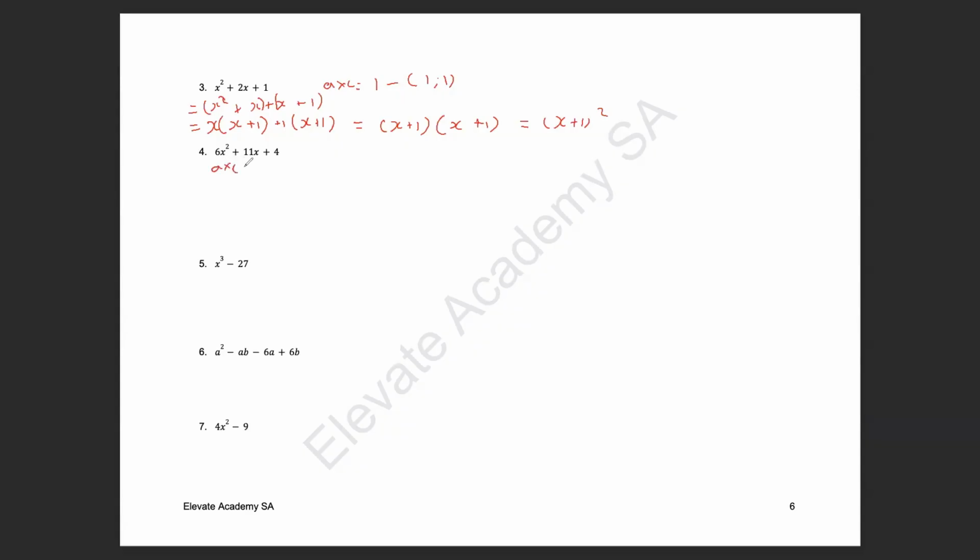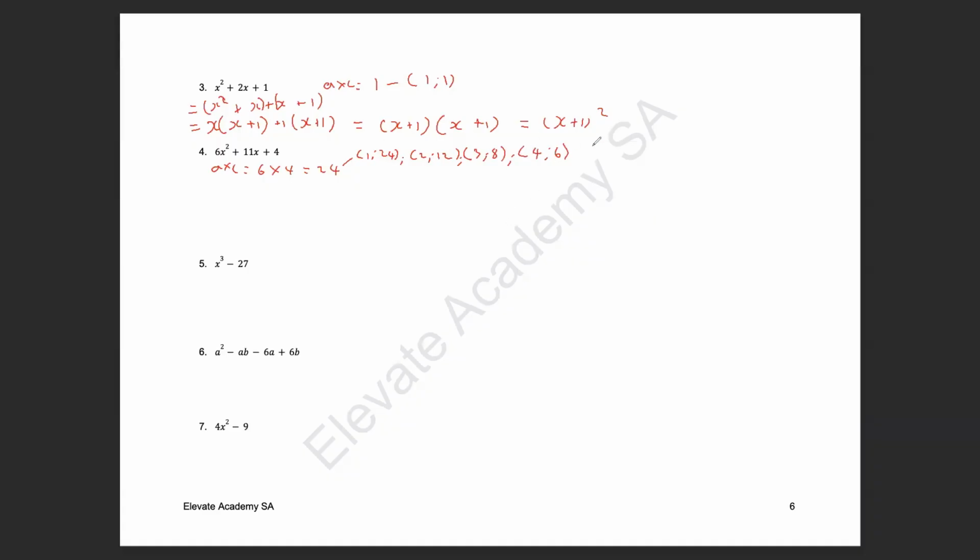So we're going to say A times C is going to equal 6 times 4, which is going to equal 24. So 24, a little bit more complicated here. When we look at the set of factors, first of all, 1 and 24. Then we're going to look at 2 and 12, 3 and 8, and 4 and 6.